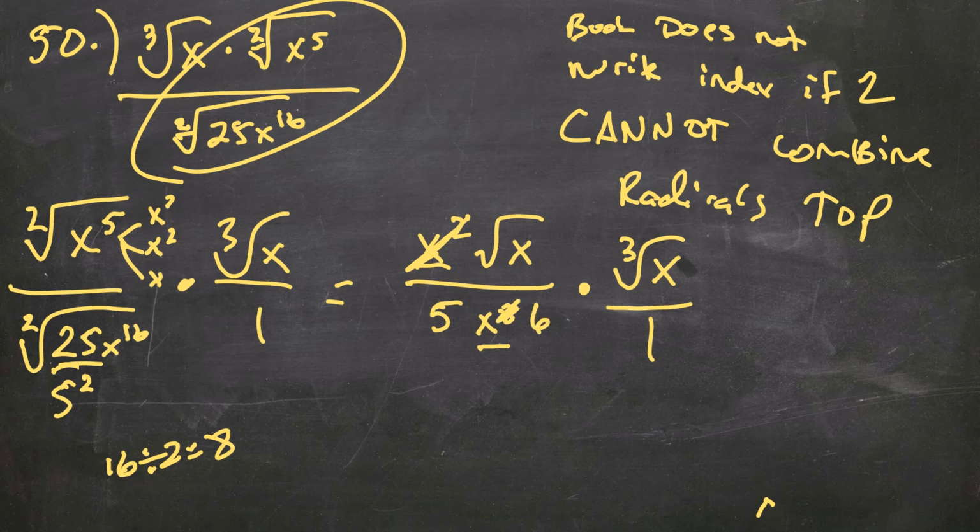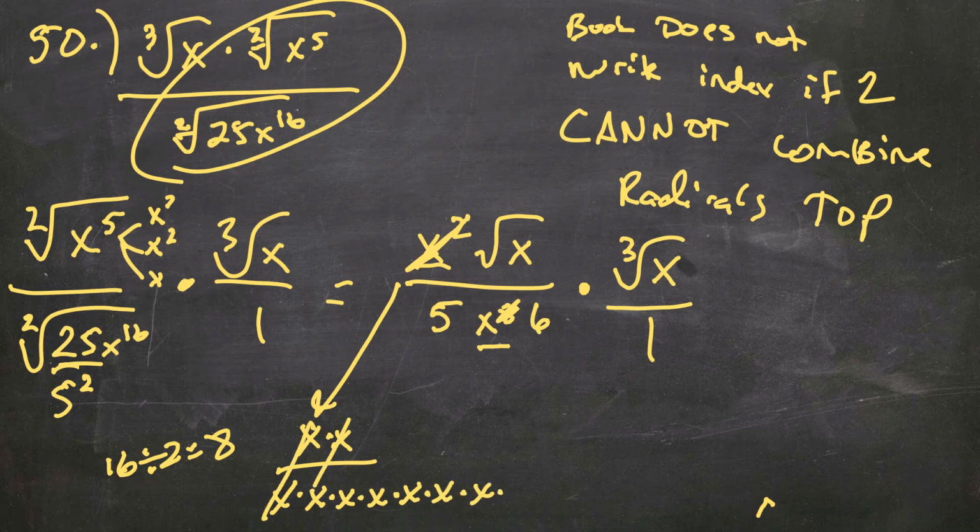Think about it this way. I have 2 x's on top, I have 8 on bottom. Two cancel, we're left with 6. All right, that's why it's x to the 6th on bottom. So this becomes the square root of x times the cube root of x all over 5x to the 6th.